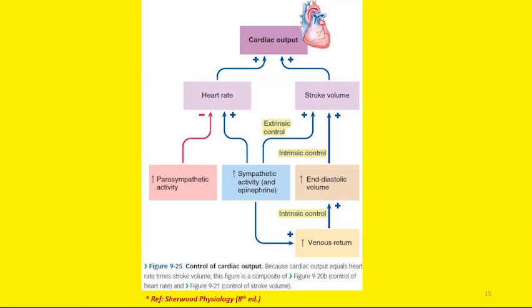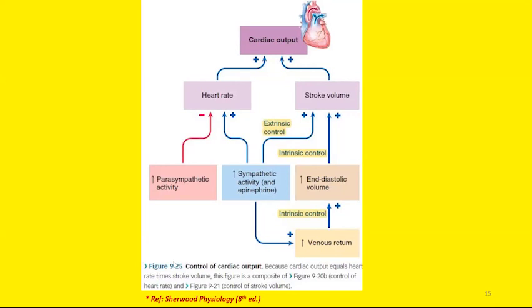Now, we have discussed how stroke volume is increased by venous return. Intrinsic control is there, and extrinsic control is also there by sympathetic stimulation. So sympathetic stimulation will not only increase the stroke volume, but also increase the heart rate as well. Remember, sympathetic stimulation causes an increase in both the heart rate and the stroke volume, hence the cardiac output will increase. Not only is the cardiac output increased, the force of contraction of the heart is increased as well.